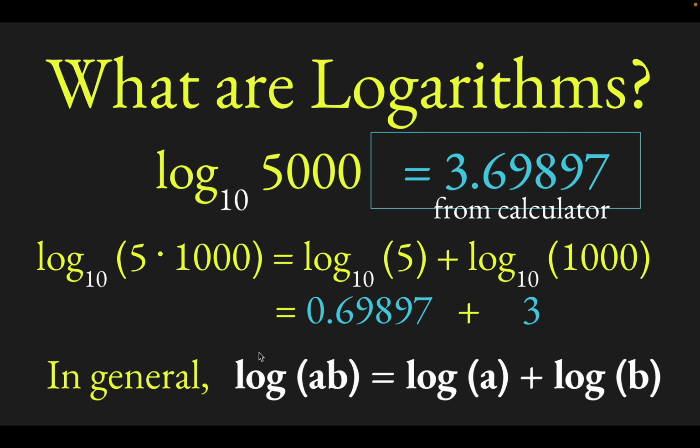And so what that means is we've just learned something useful in general. If you're taking a log of a product, log of a times b, that'd be the same as log of a plus log of b. And you can see how that worked up above, where the log of 5,000 was the same as the log of 5 plus the log of 1,000. So that's a useful little rule with logarithms.